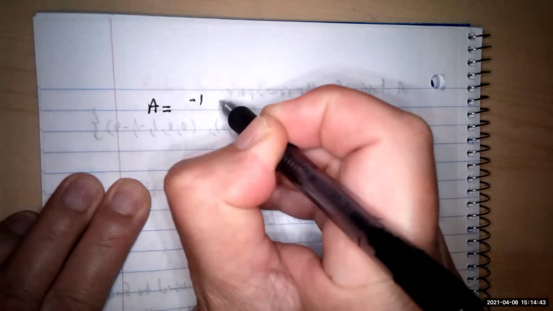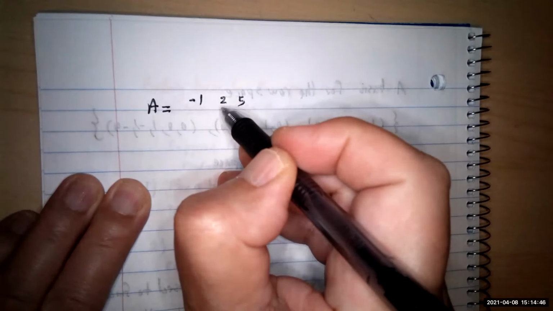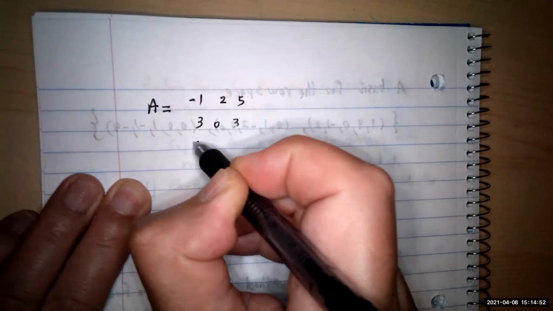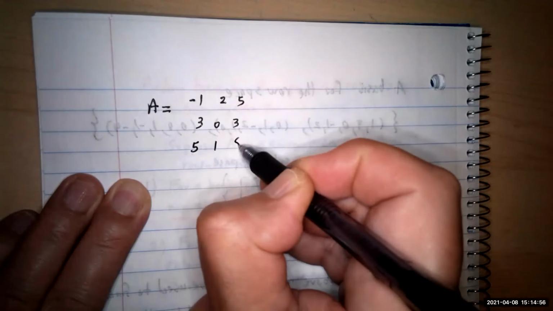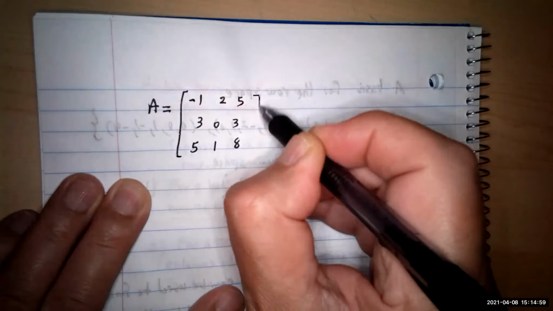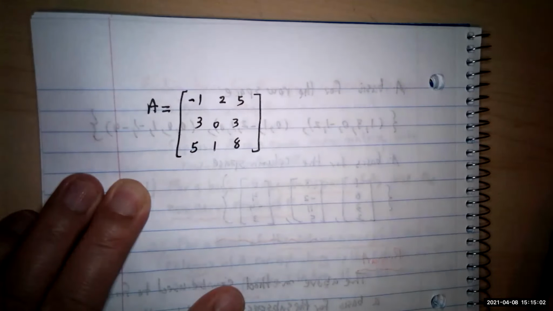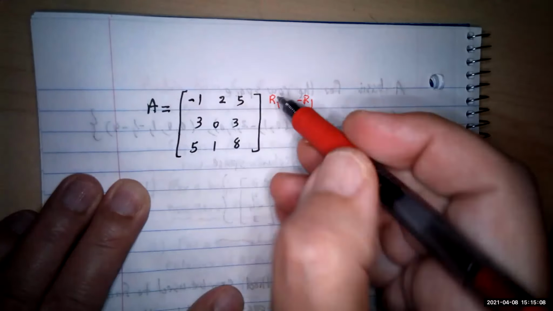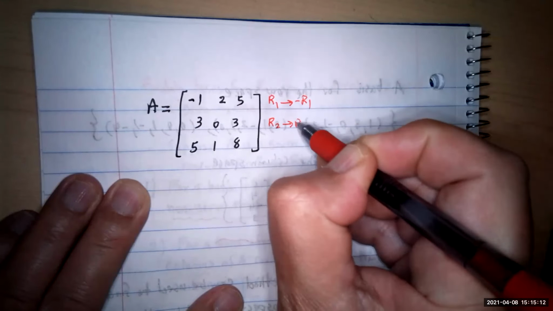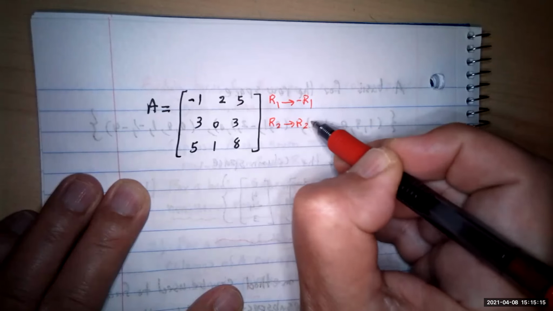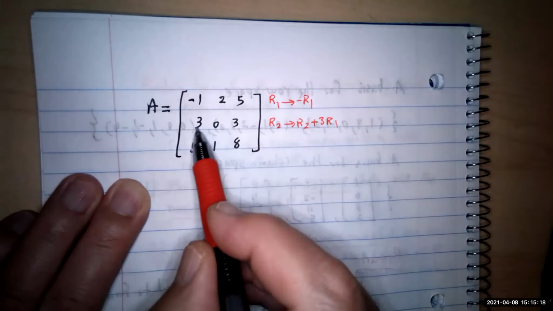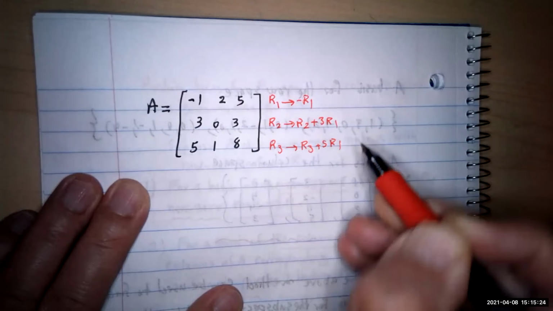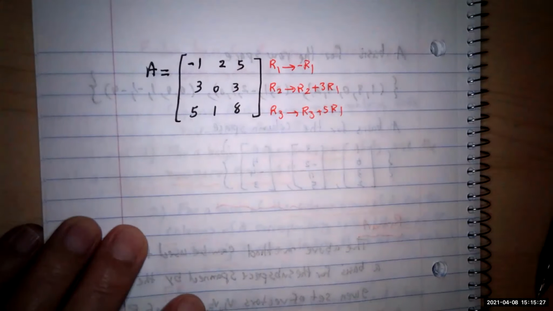I have negative 1, 2, 5, then 3, 0, 3, and then 5, 1, and 8. That's what we have. So we quickly change it. I change R1 into negative R1. I change R2 into R2 plus 3R1. And I change R3 into R3 plus 5R1. Nice and easy operations.